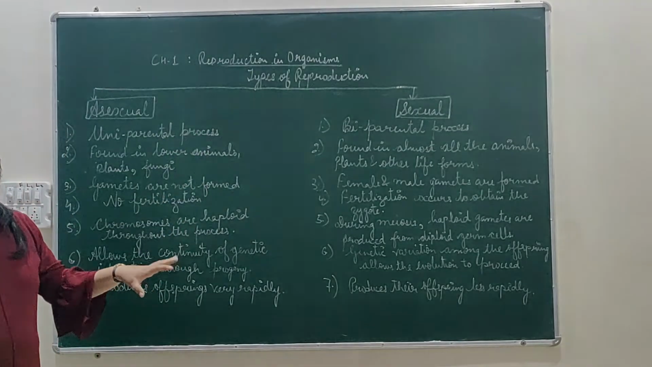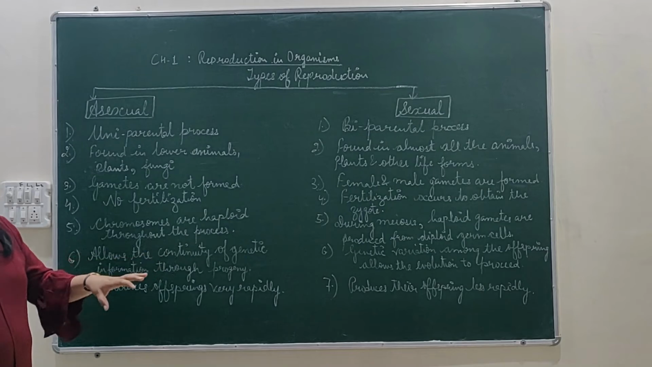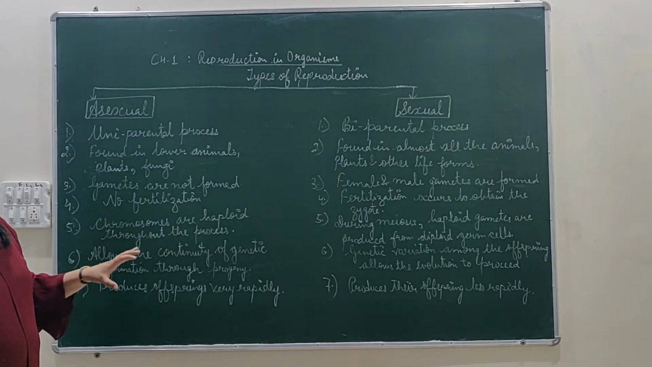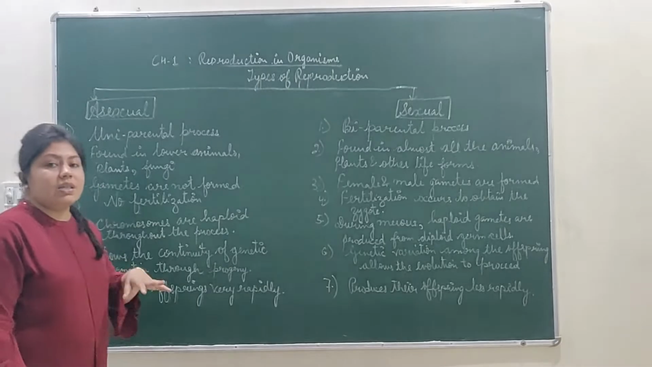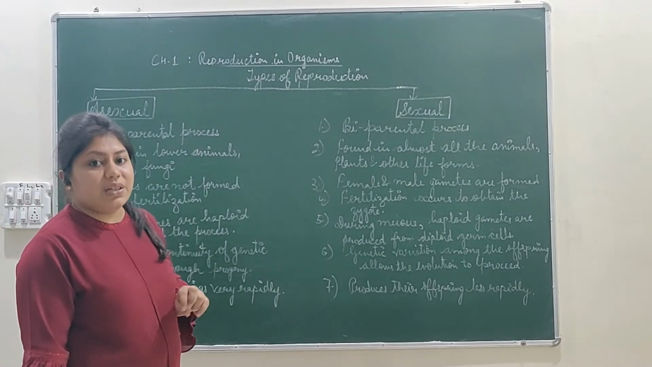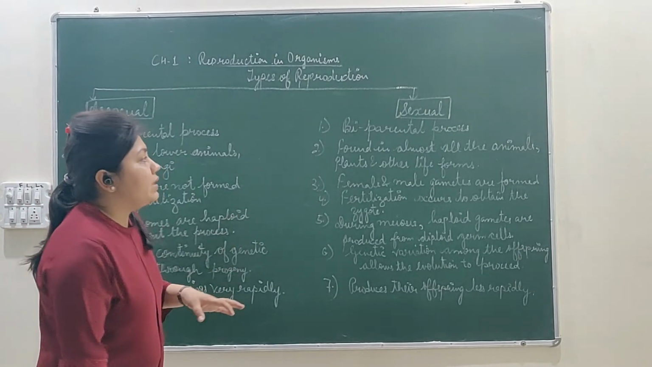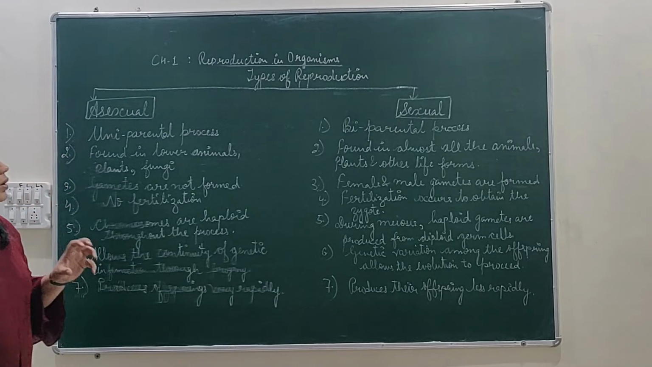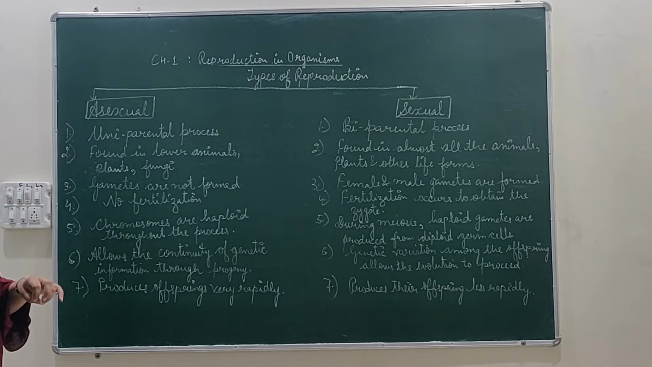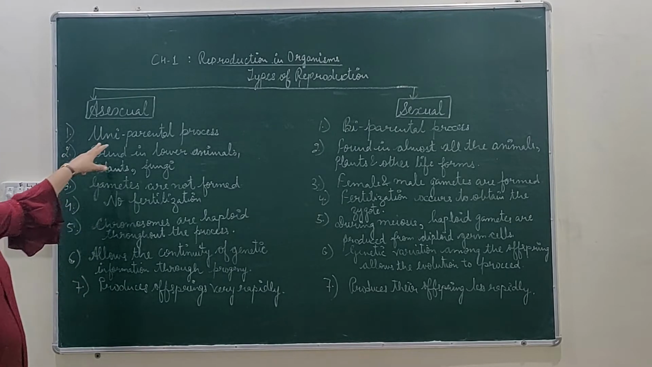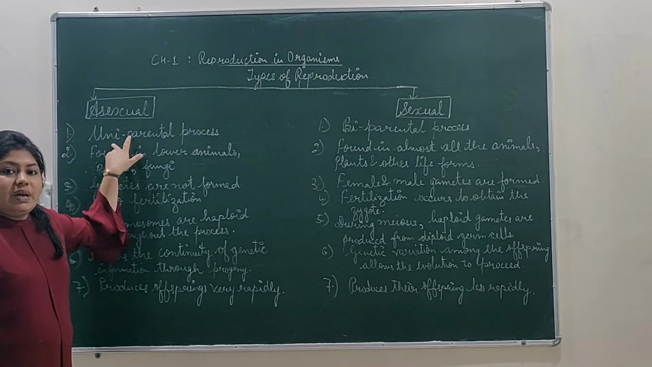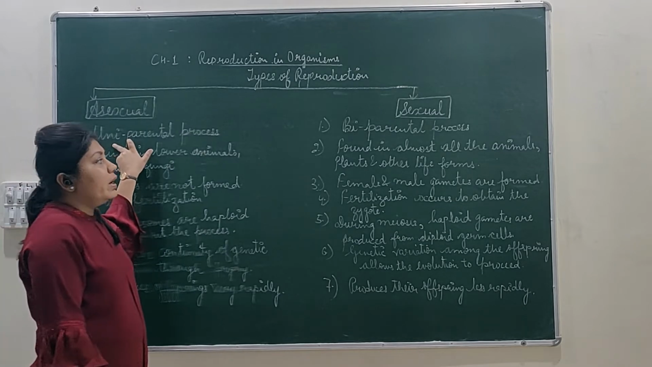These 7 points are very important and you have to memorize them. This question can be asked in your school exams as well. So note down all the 7 points. Take a pause and note down all the 7 points. First point, asexual reproduction is a uniparental process. That means a single parent is involved.